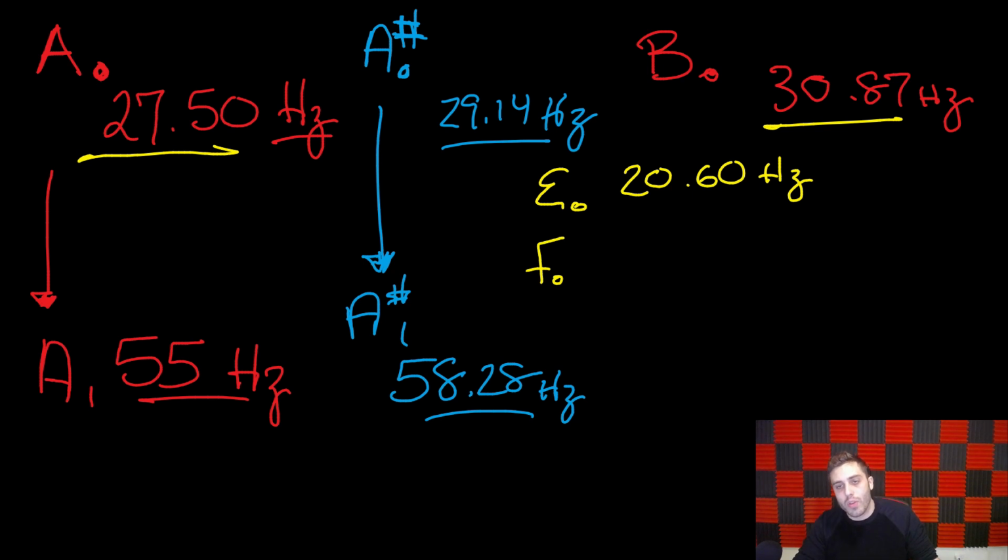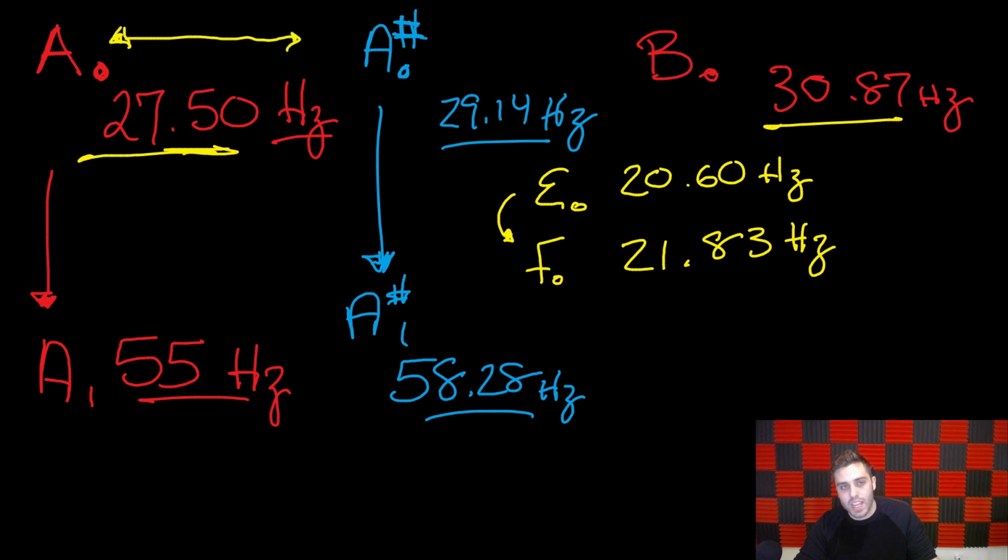So if we were thinking what the distance between E0 and F0 would be, we would think it would be approximately the same as A0 and B0. But it turns out the value of F0 is 21.83 hertz. So this is a lot more similar to the distance between A and A sharp than it is between A and B. And it turns out that not every letter has the same distance between it. In fact, there can be distances between whole letters that are really half distances. And I know that's insanely confusing.